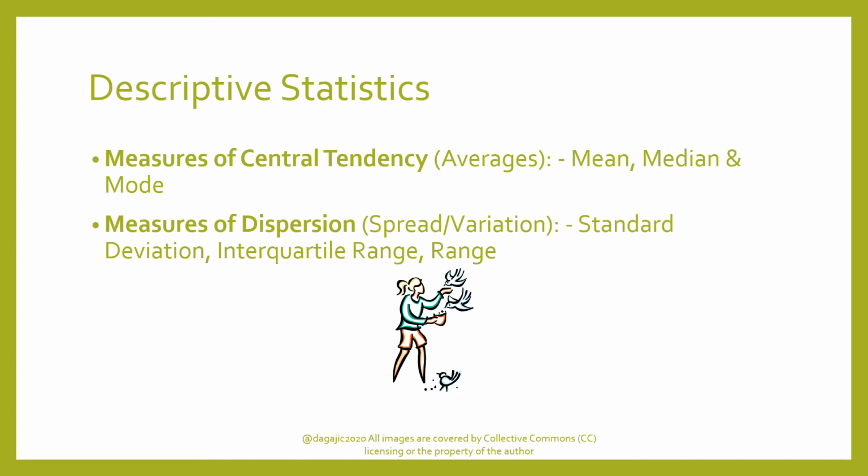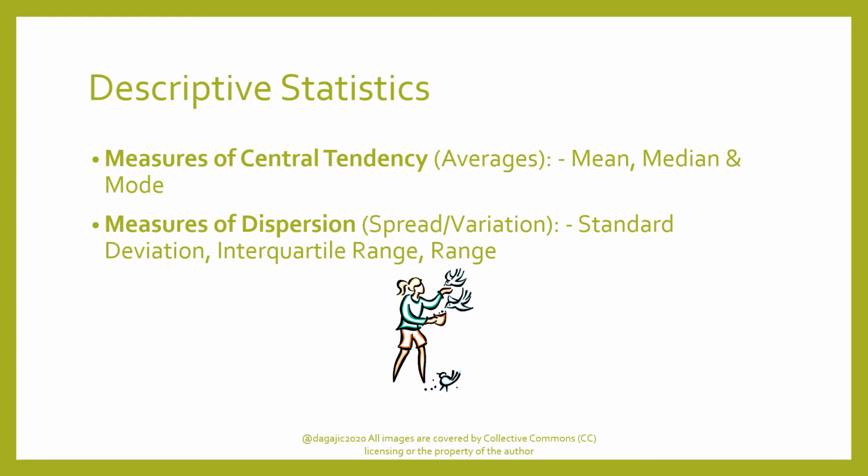In this presentation, we're going to look at a branch of descriptive statistics, which is measures of central tendency and measures of dispersion. Now, you will have already been familiar with measures of central tendency from GCSE Maths, but you probably didn't call it that. You will have called it averages. But all we're talking about is the mean, median, and mode.